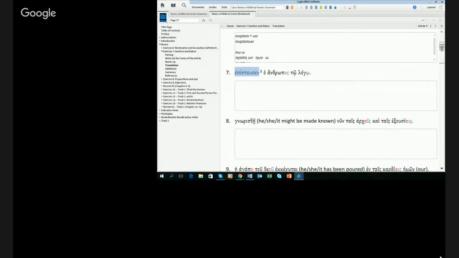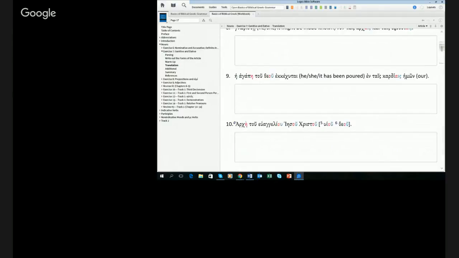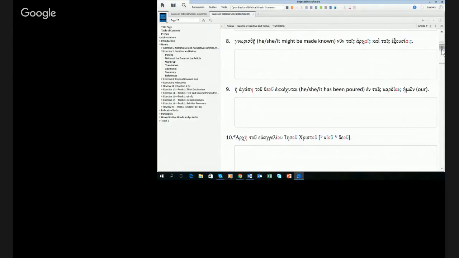Okay? How do you know that? Answer, you have to learn. That's a characteristic of the verb pistuo. It's not hard with a verb like that because that one occurs very often. Gnoriste, he, she, or it might be made known. This is a passive construction. Noon, now. Gnoriste noon, now it might be made known.